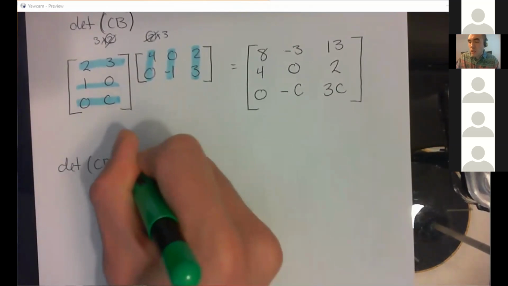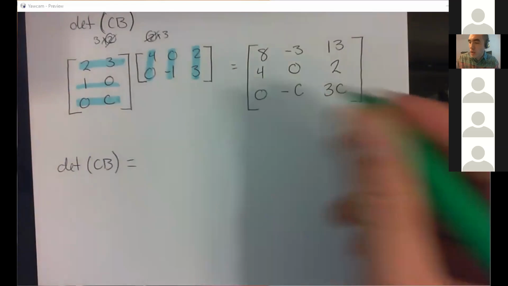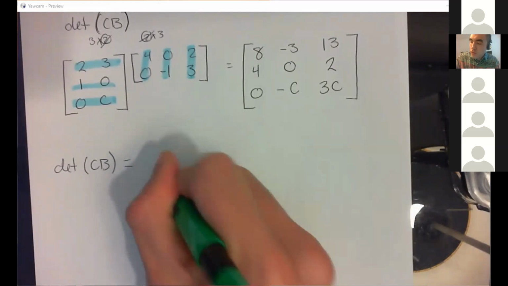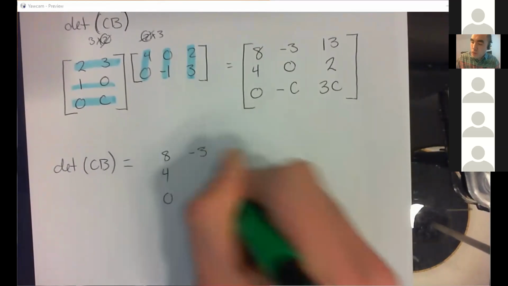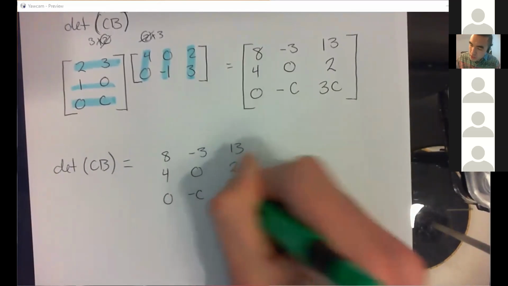Technically, the act of writing the shortcut out like this is not the math that you're writing out. The math that you're writing out is still the set of cofactors and minors. It's just a way of organizing the math to quickly get the exact same answer. What I'm doing here is not technically a math operation that can be named. It just works. So our shortcut here is going to be the matrix with rows 8, -3, 13; 4, 0, 2; 0, -c, 3c.